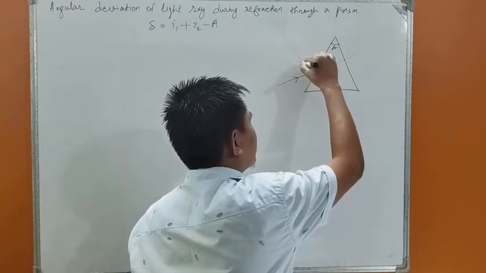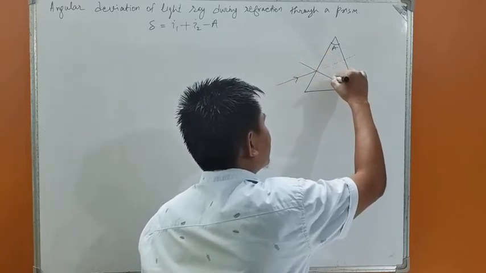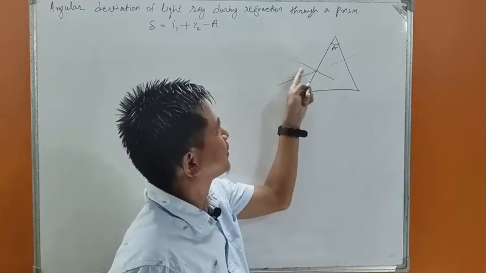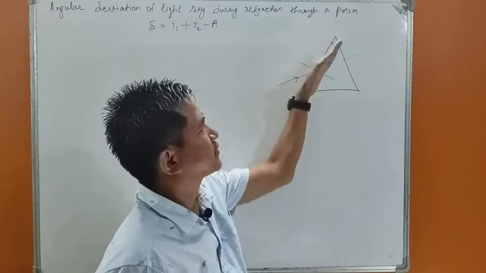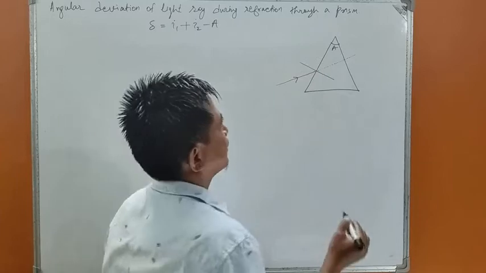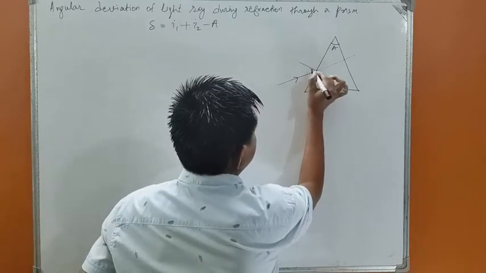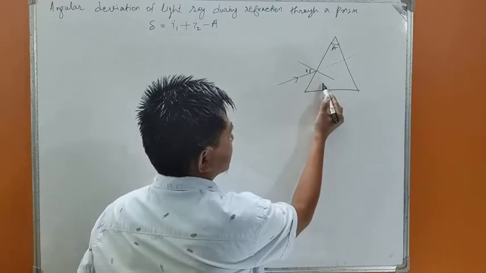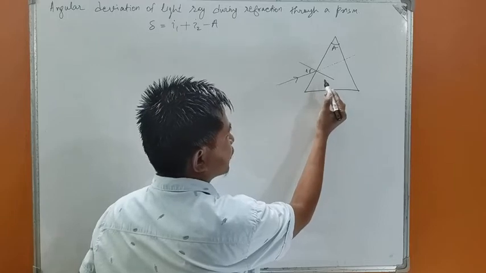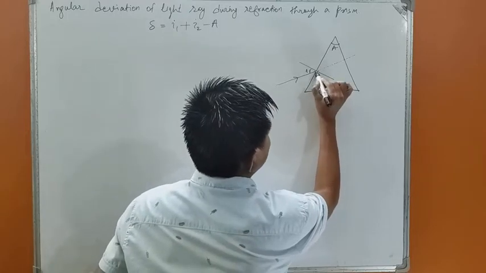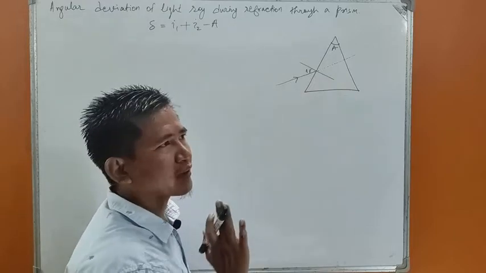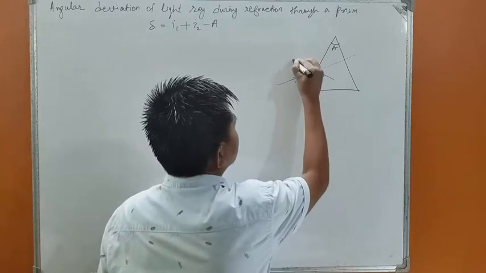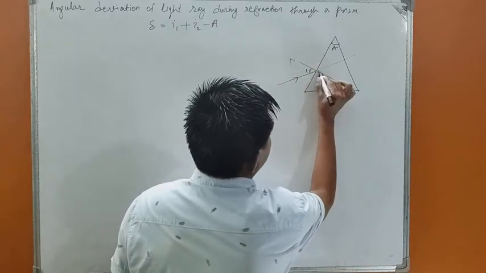This is the normal. Normal means a straight line perpendicular to the refracting surface, and this is the refracting surface. Perpendicular means this line is at 90 degrees to the surface. So this is the angle of incidence, isn't it? Due to the presence of the prism, the ray of light is deviated towards the normal. When the ray of light enters from a rarer medium to a denser medium, it deviates towards the normal. So this is the normal.